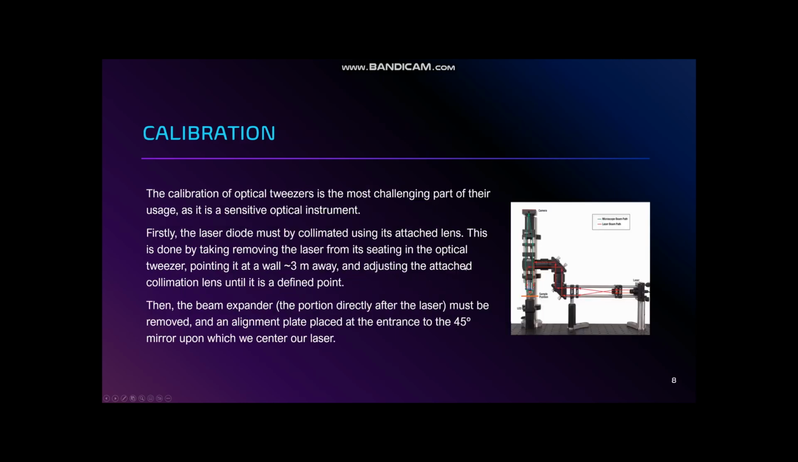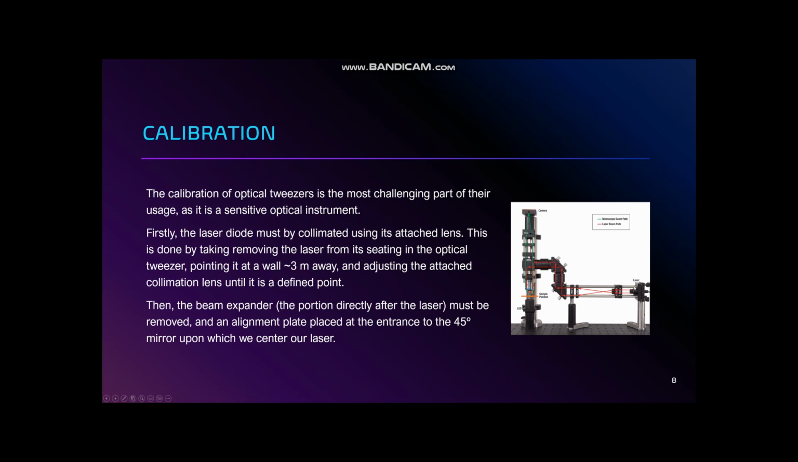The most difficult part of handling the optical tweezers is definitely the calibration. It's a very sensitive instrument because you have to have everything perfectly collimated and calibrated to make sure that our optical trap is properly aligned inside the sample plane, so that we can actually manipulate the objects.